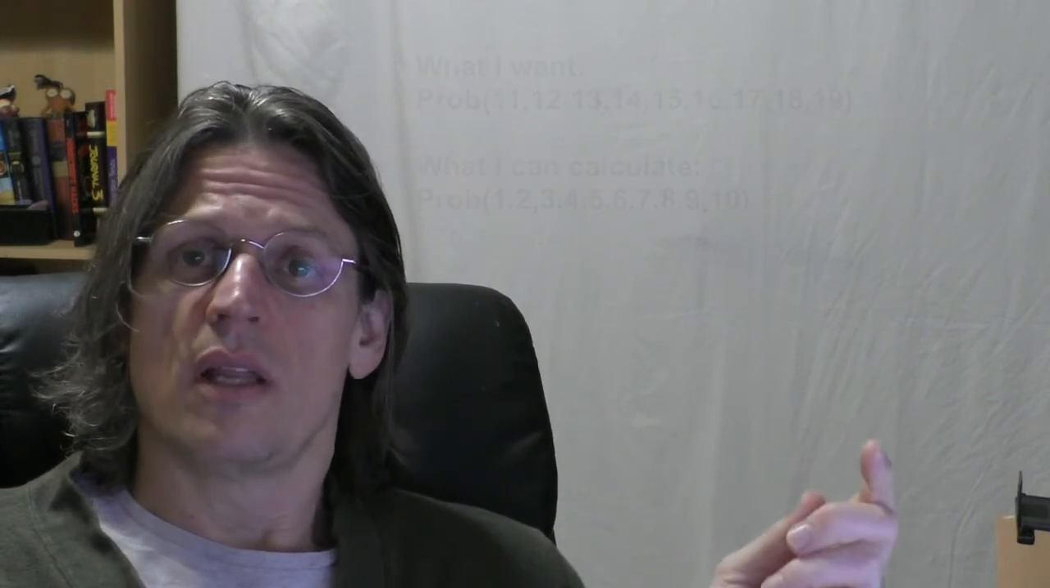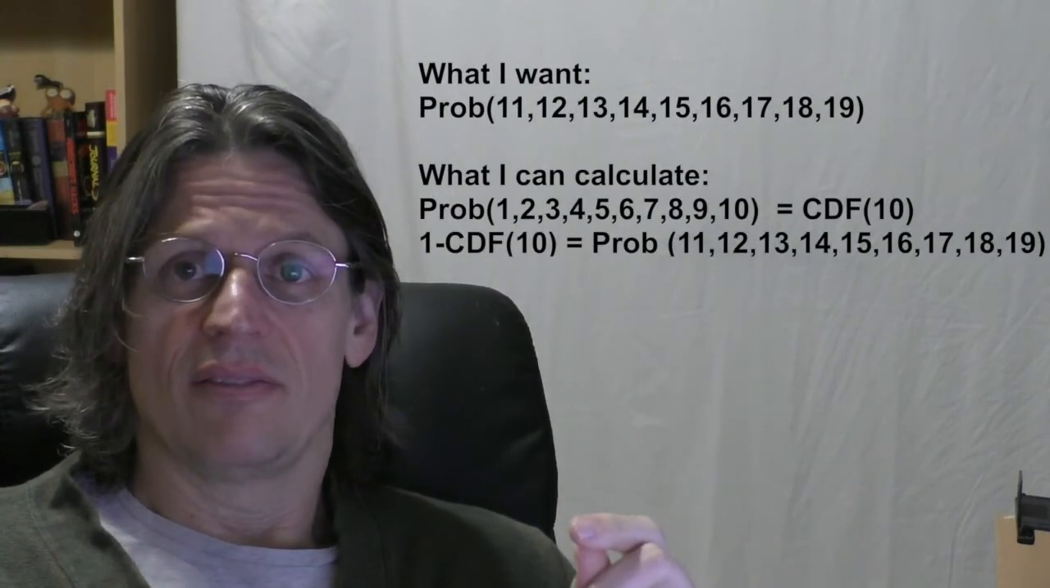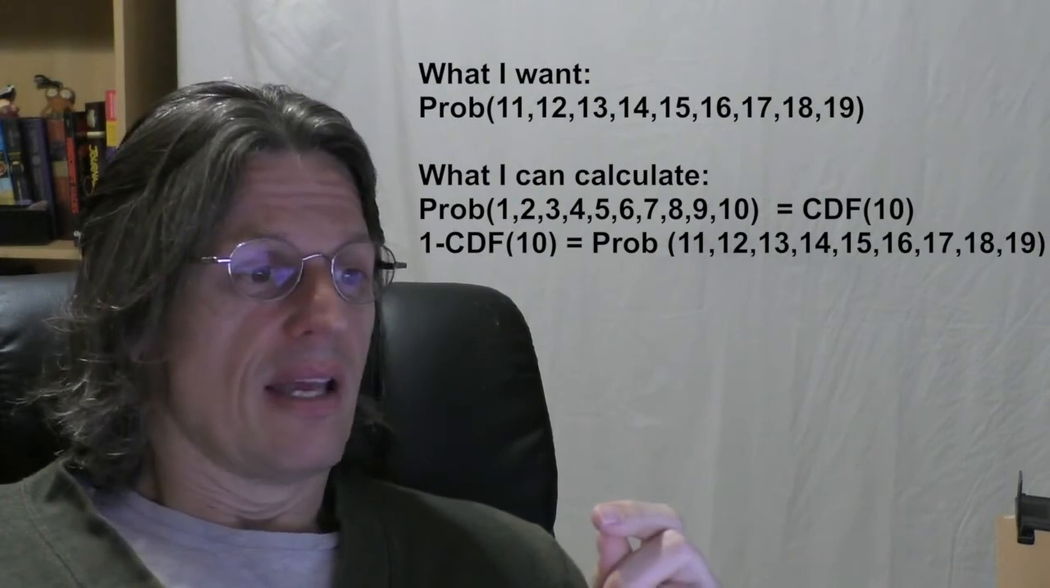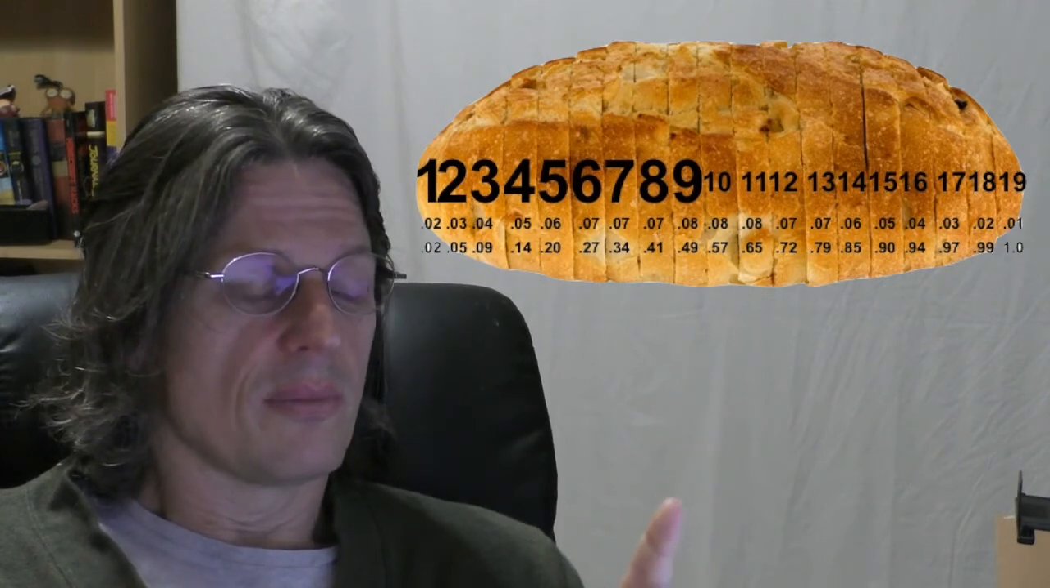So if I take 1 minus the CDF of 10, that gives me 1 minus 0.57, so 0.43. So 11, 12, 13, 14, 15, 16, 17, 18, and 19 have 0.43 or 43% of the bread.